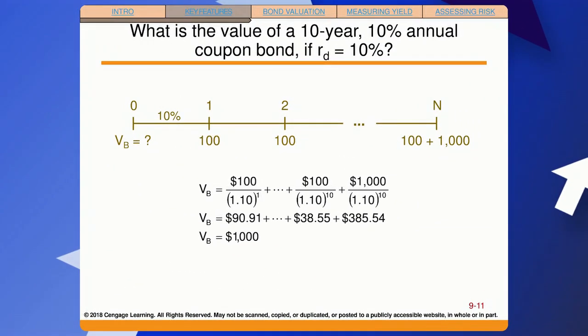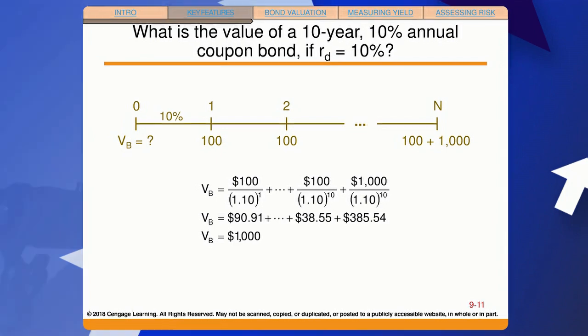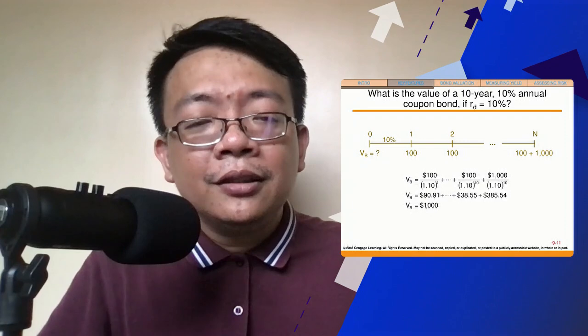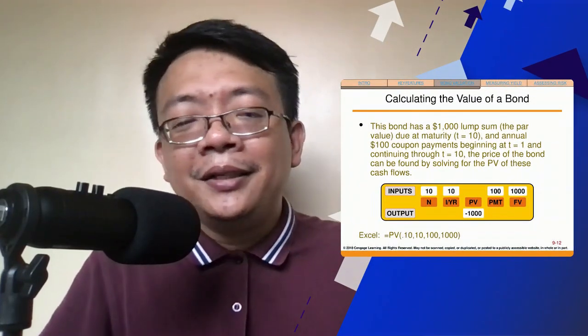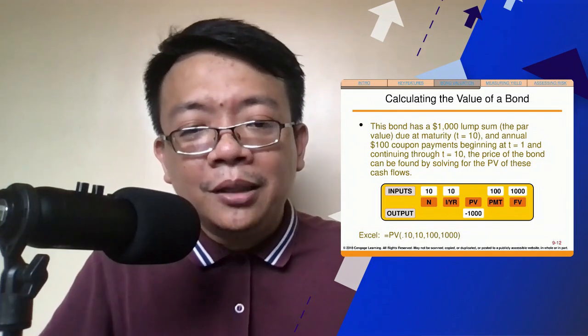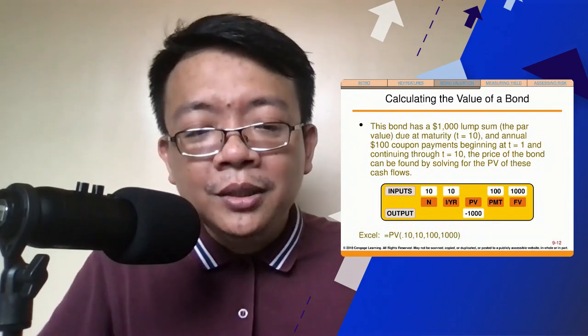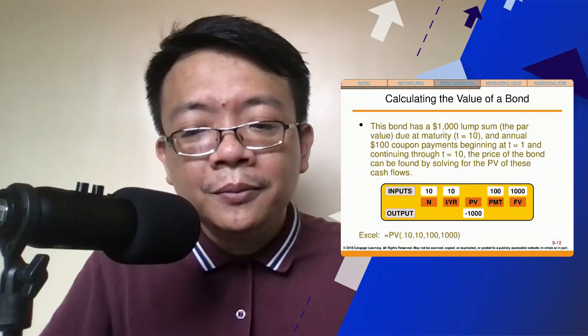In reality, okay. So, meaning you have here 100 divided by 1.10, up to 100 divided by 1.10 raised to 10, plus 1,000 divided by 1.10 raised to 10, okay? As you notice, the value of it is 1,000. But, take note class, you can do that using your Excel. Alright, yan. In reality, pag kayo nagkatrabaho na, pwede mo siyang gamitin using Excel.